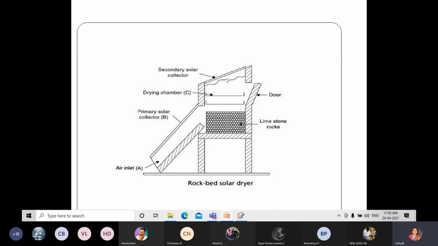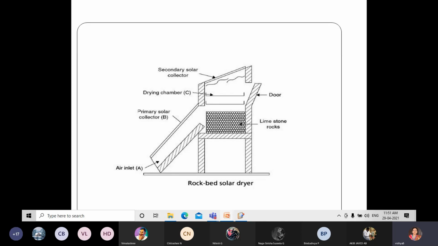Air inlet A: the air is drawn from air inlet A and passed through the primary solar collector. Here the solar radiation is collected by the primary solar collector, and it will be sent to the drying chamber. The radiation passes to the drying chamber.